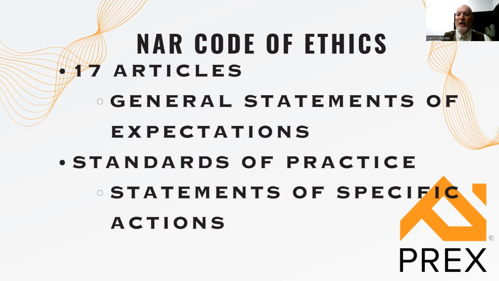For an agent to bring an ethics violation complaint against another agent, they must first demonstrate that the agent violated one of the 17 articles. In order to provide evidence that the article or the expectation of behavior was violated, they then must show evidence that one or more of the standards of practice associated with that article were violated.